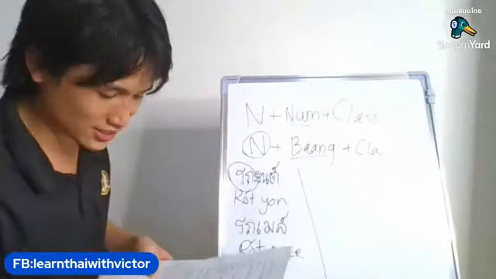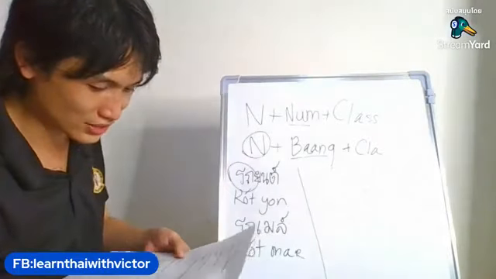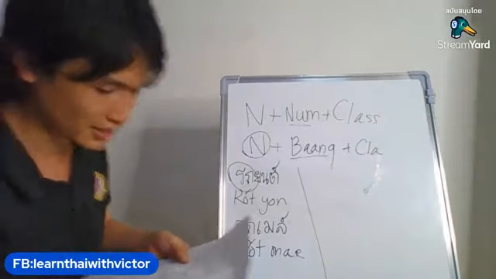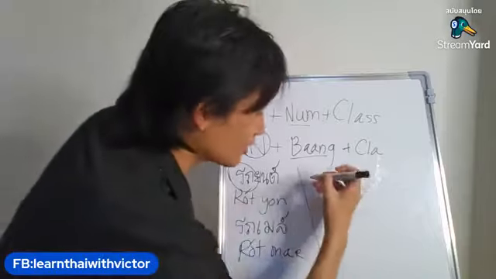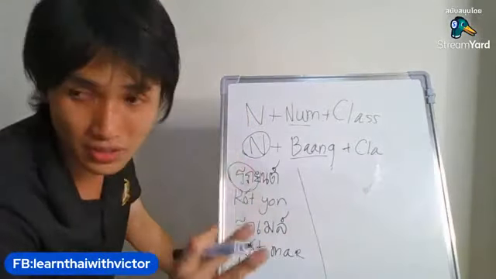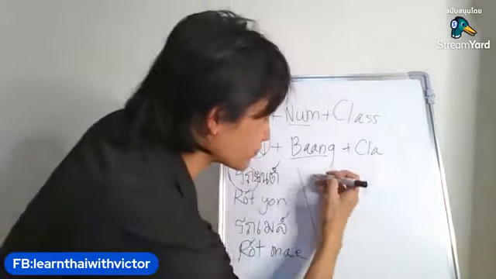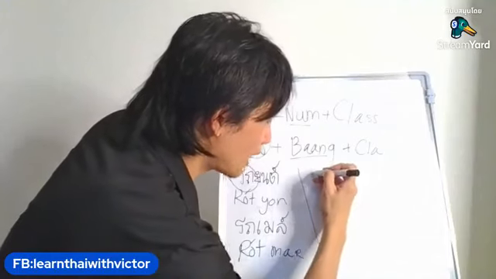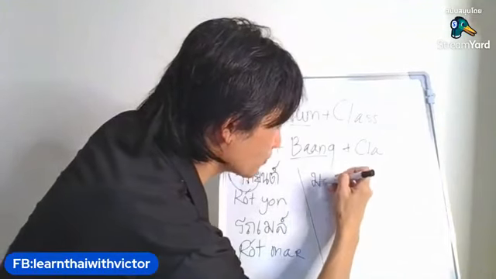So for the next word, it is motorbike. Motorbike is มอเตอร์ไซค์, but you can say it with the word รถ in front. Okay? I will write it down in Thai script.